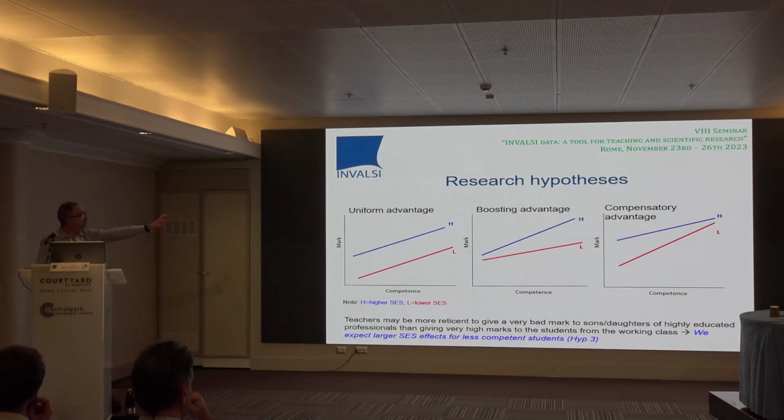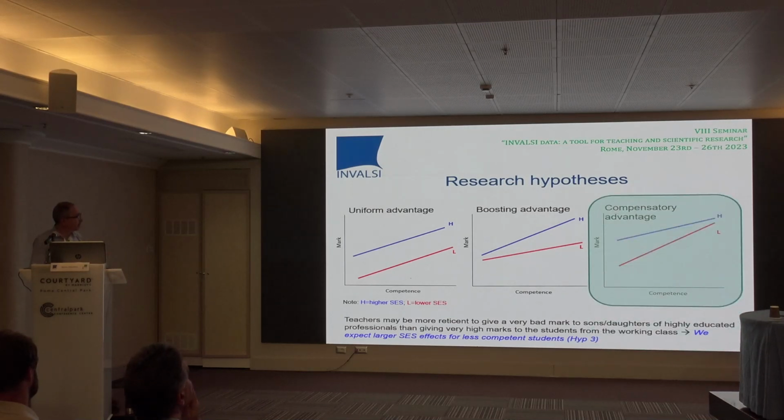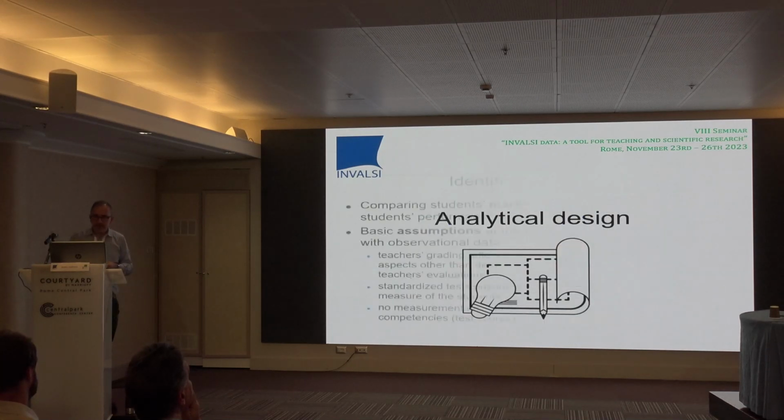And the last one is a compensatory advantage, that is the reverse. The compensatory advantage says that we expect a stronger gap among the low achieving students. In particular, teachers might be more reticent to give a very bad mark to the sons and daughters of highly educated professionals than to give very high marks to students from the working class. And I believe that the third should probably be the scenario in place, but we will see whether this is the case.